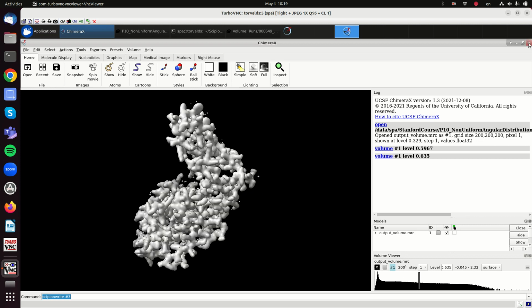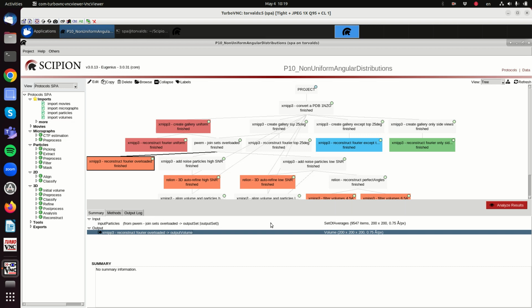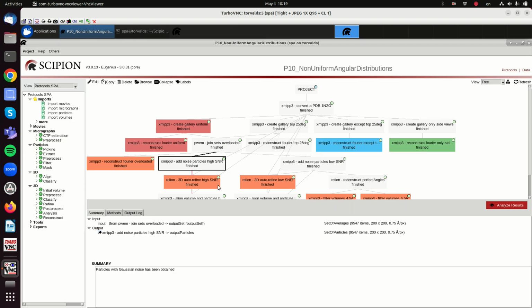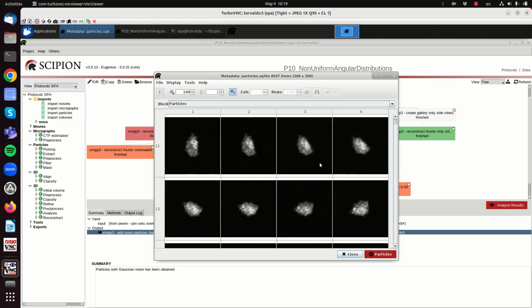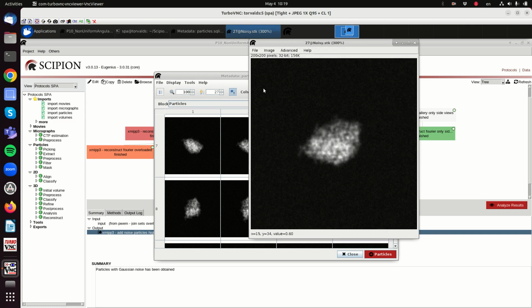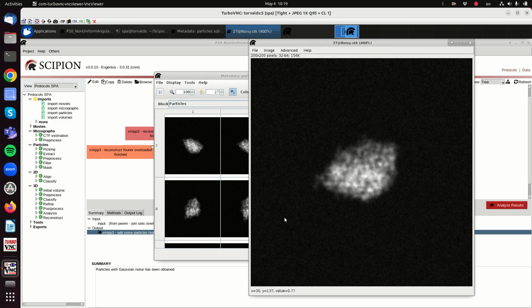There shouldn't be. And now let's add noise to the particles, because here we are using perfect angles. Let's add noise, but very little noise. So these images are not perfectly clean, so there are fluctuations in the background. You see the numbers here, down here.